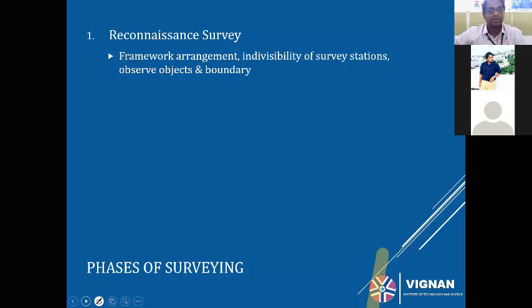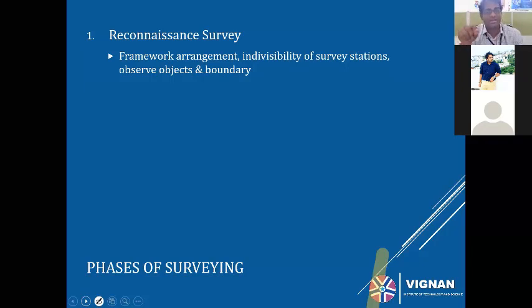So first, what we do is we have to go over the entire land. We have to walk through the entire land, covering all the objects and everything, right? We do not carry any papers along with us. We do not carry any instruments, just look and get back something. So walking along the land is called a reconnaissance survey. The object of reconnaissance survey is to have an idea of how the land is.